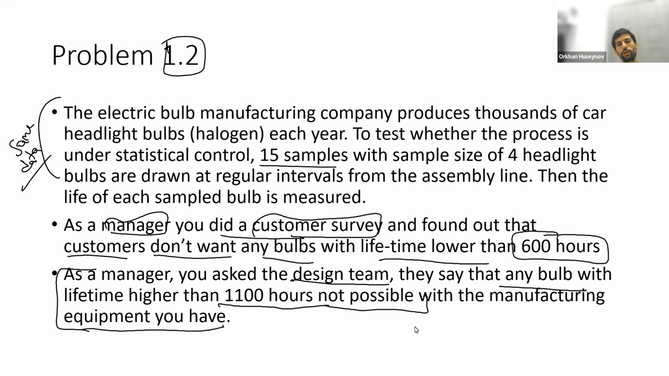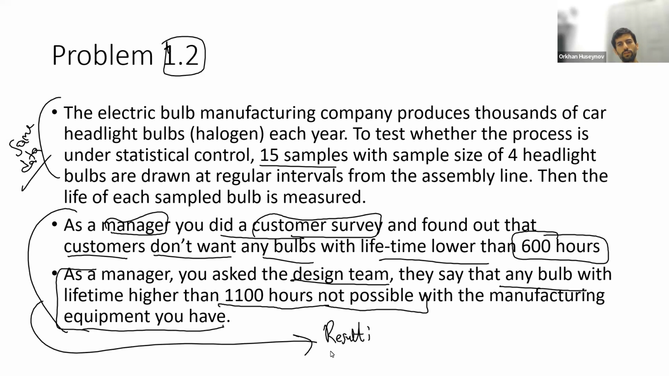Okay, so what it means is that, so the result says that this is the continuation of the problem. So this is the second part of the problem. Okay. You cannot, that means that your tolerance is between 600 and 1100. Okay.